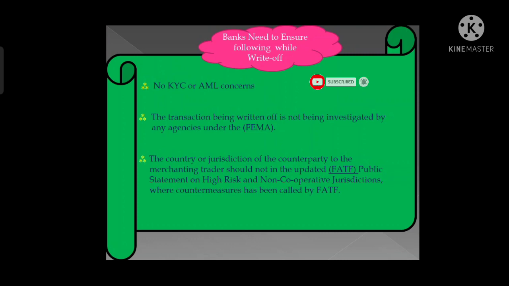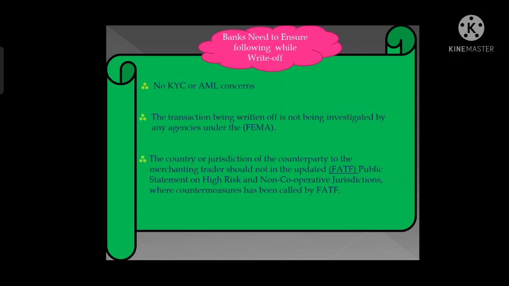If the bank has received such a request, the bank also needs to ascertain that the transaction is not being investigated by any agency operating under FEMA. If a bank has received any write-off request for an unrealized export leg, then the bank also needs to ascertain that this transaction is not being investigated by any agencies under the Foreign Exchange Management Act. If that transaction is being investigated, then the bank can't write off that unrealized export leg value.